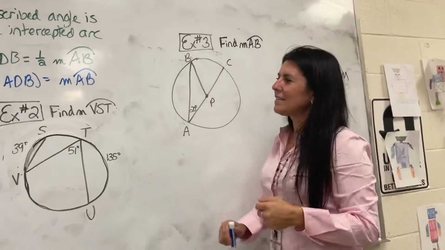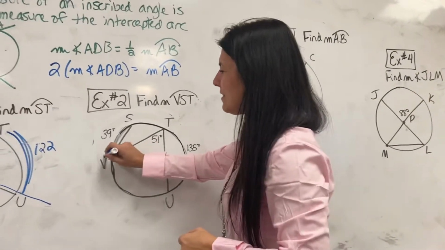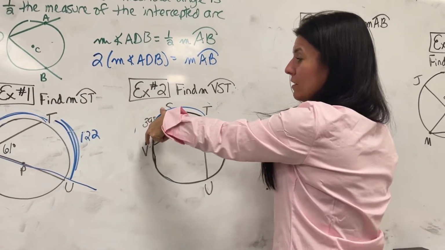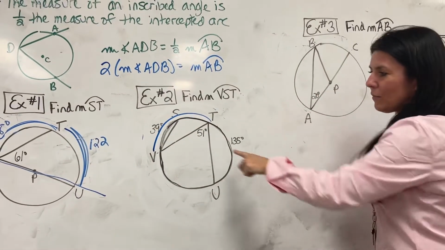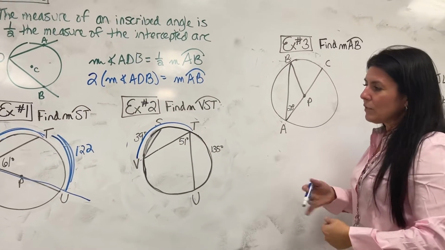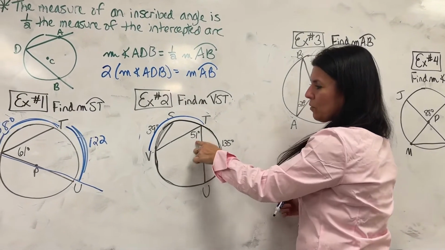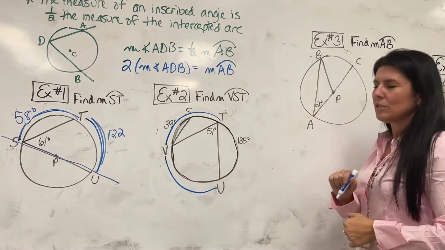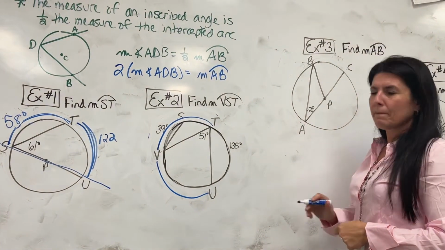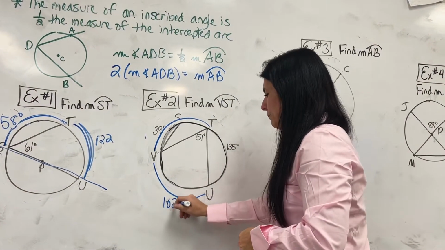Moving on to my second example. We're asked to find VST, this arc. We're given part of it as 39 degrees. We have an inscribed angle. So I would start, well, there's lots of different ways you can do this. If this inscribed angle is 51, what does this arc have to be? 102. We're doubling it.